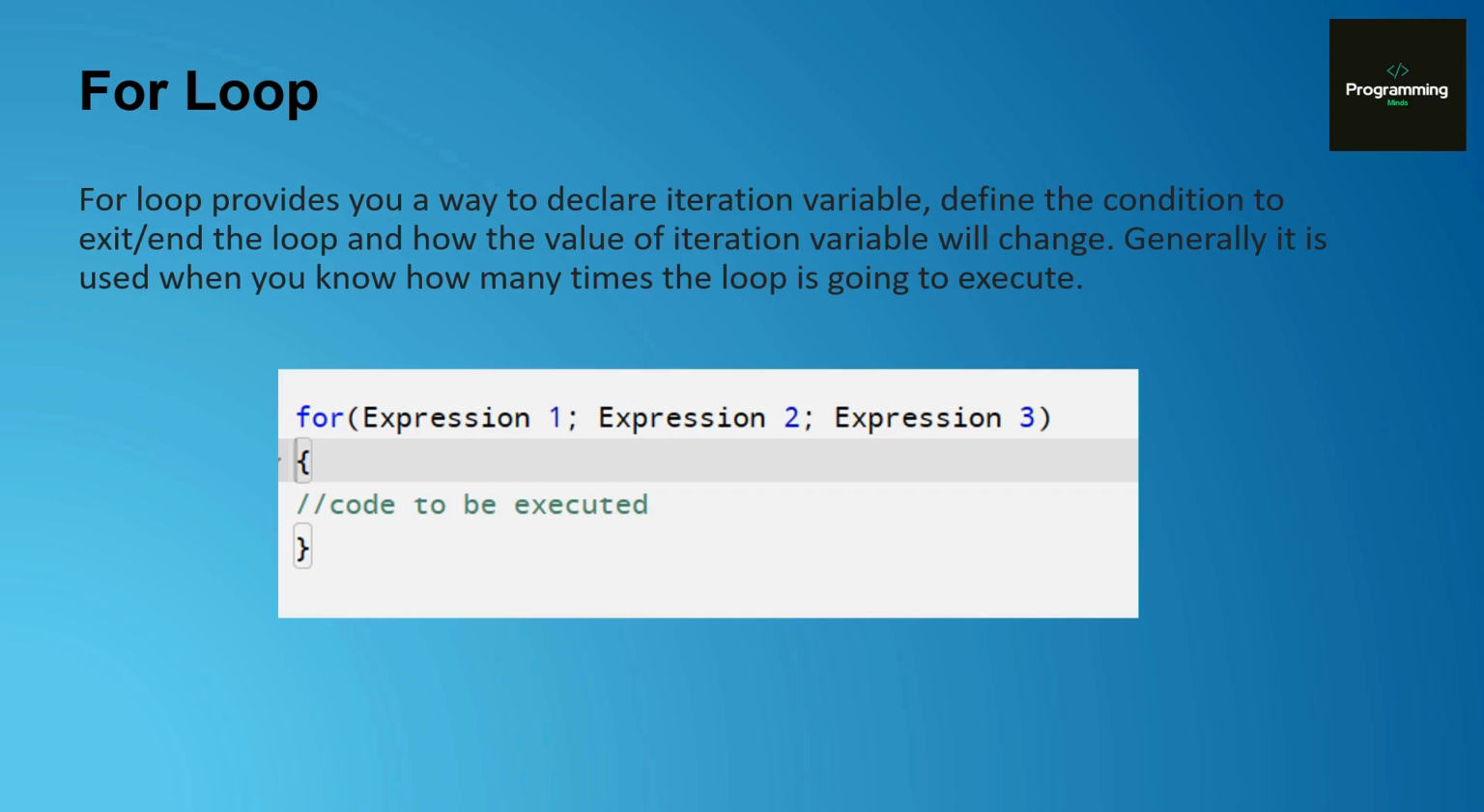In the first example, let's say I have to run the code 10 times. I know that I have to run the code 10 times, so I will give the condition up to 10 times. So for a for loop, we will have the iteration condition and we will use the for loop in that case.